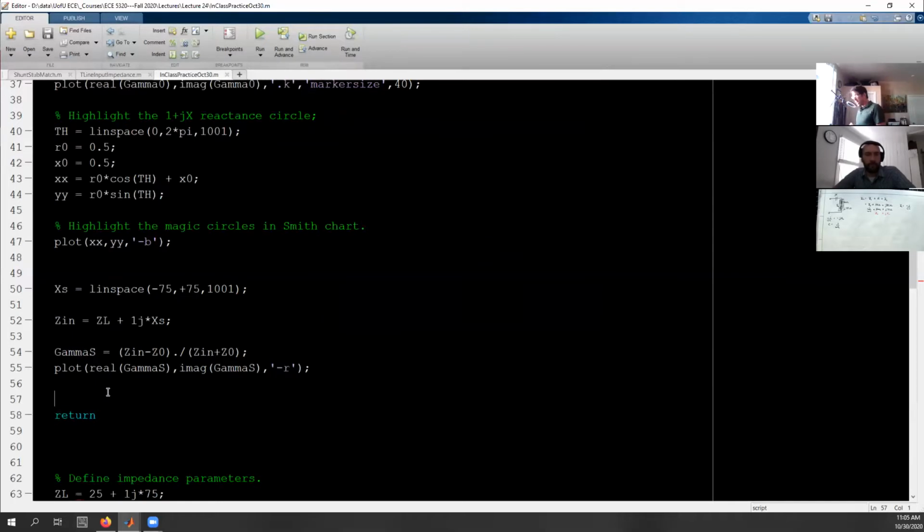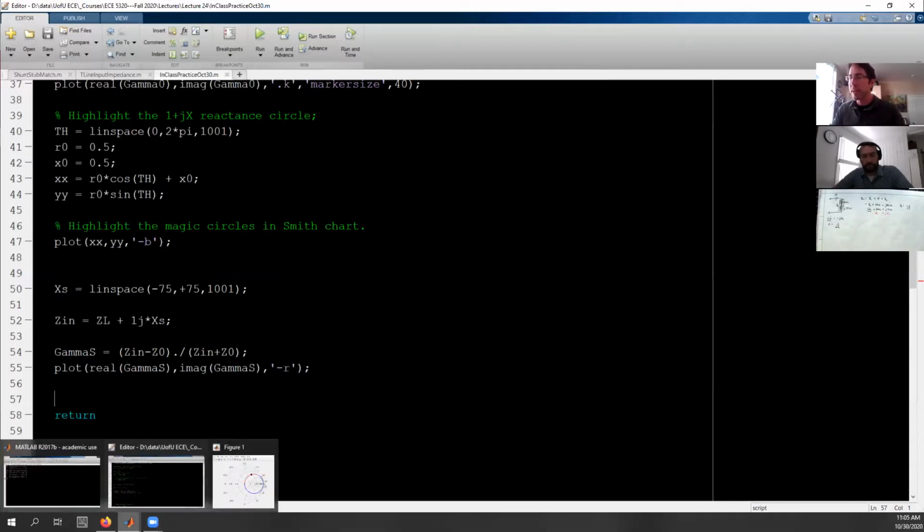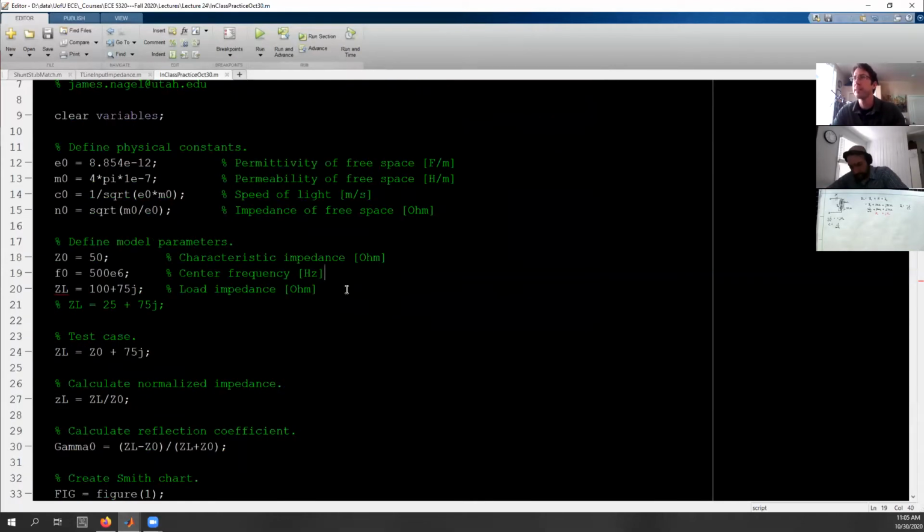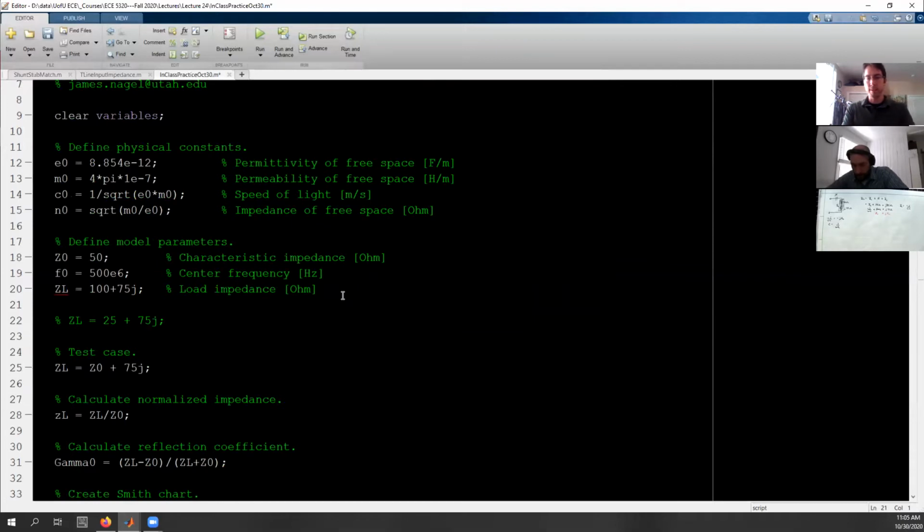The next question is, what about parallel? Let's do this same sort of example, but I'm going to put in a parallel reactance here. This is the part where it gets a little tricky. What I want to do is create a load reactance. I'm going to say YL is 1 over Z naught, and I'll just say plus 0.1j.